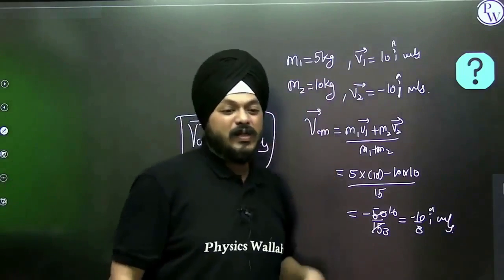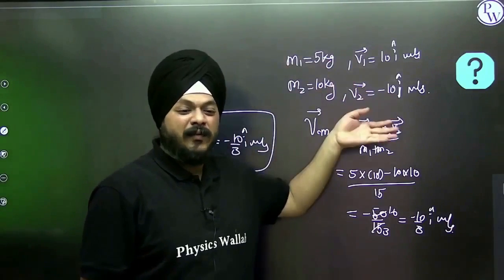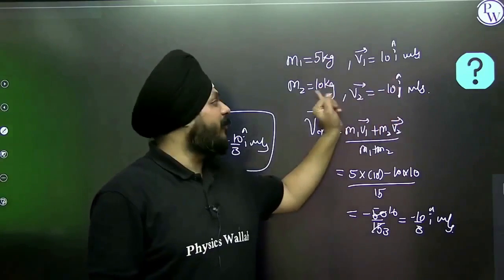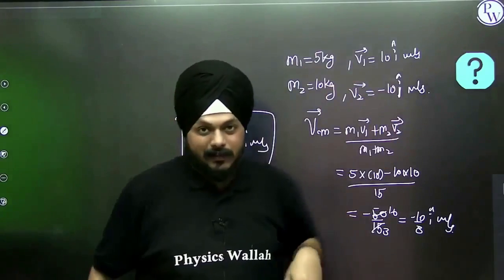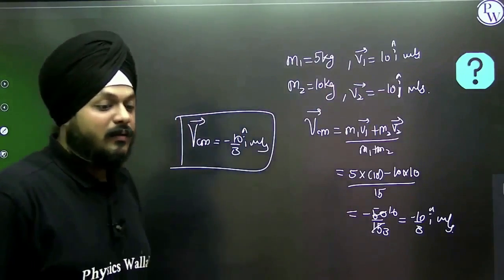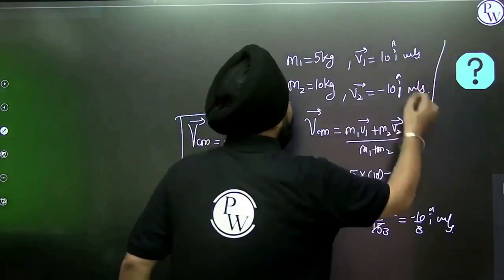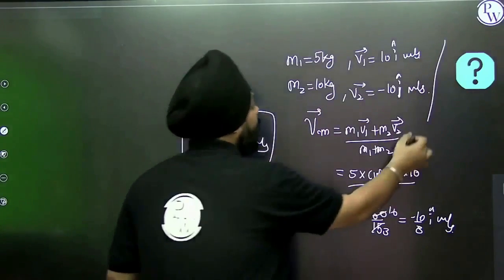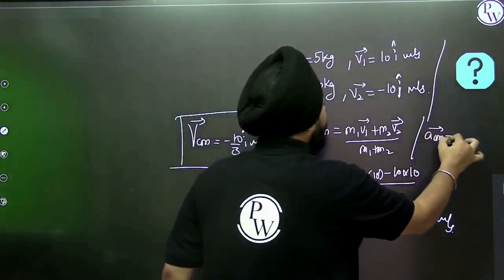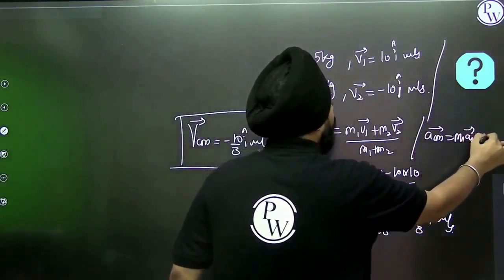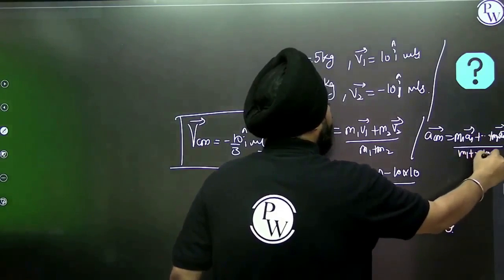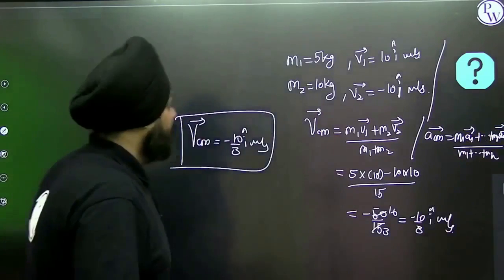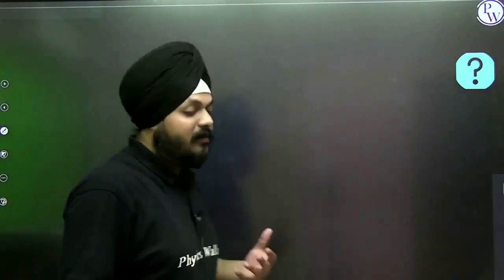These are direct formula based questions. Accelerations are given, velocities are given. This is the velocity in 1D; the vector is in 1D. Sometimes a 2D equation is given, 3D equation, and lots of things are given. Suppose I give the acceleration, then you apply the direct formula: acceleration of center of mass is m1 a1 plus dot dot dot mn an, whole divided by m1 plus dot dot dot mn, and you get the answer. But things change when new concepts are introduced.